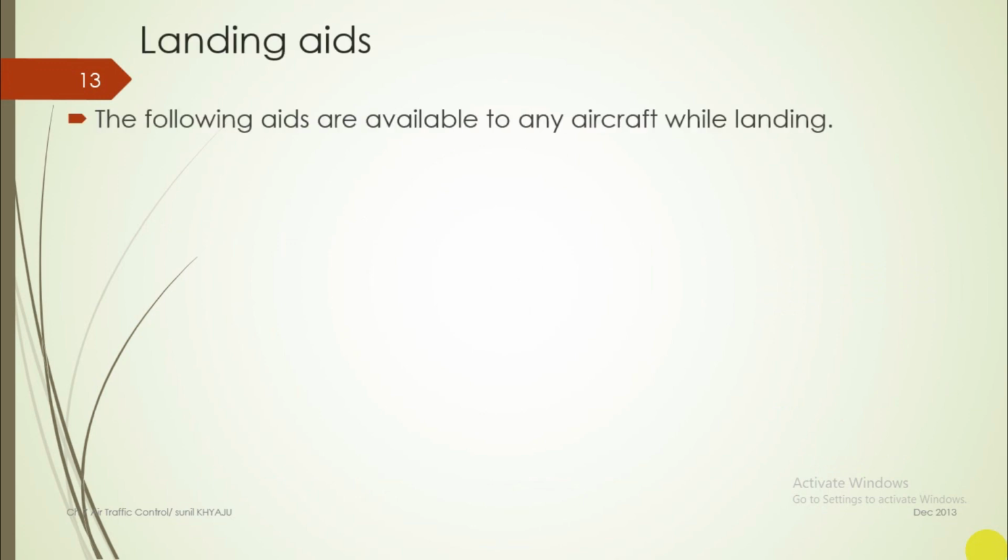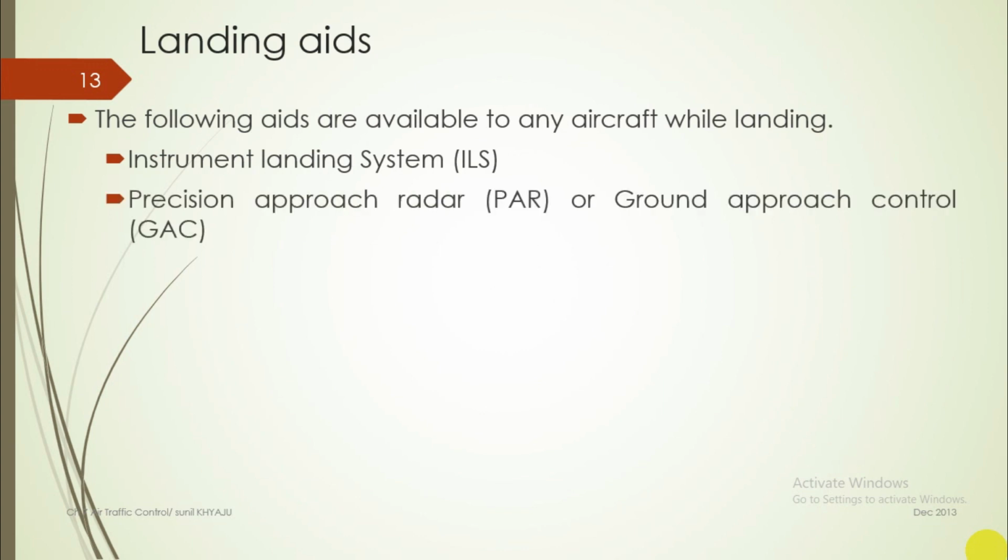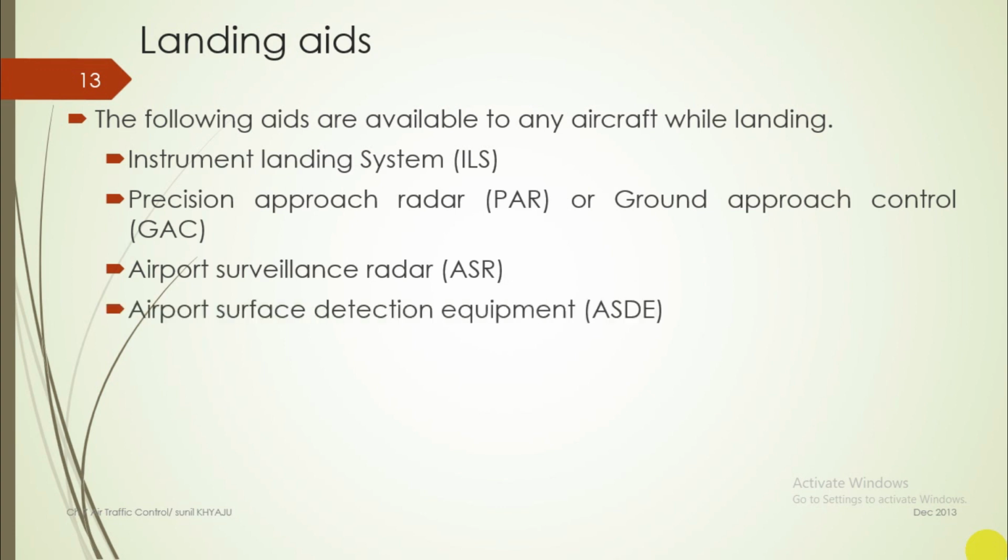Landing aids. The following aids are available to any aircraft while landing: instrument landing system, precision approach radar or ground controlled approach, airport surveillance radar, airport surface detection equipment, approach lights.